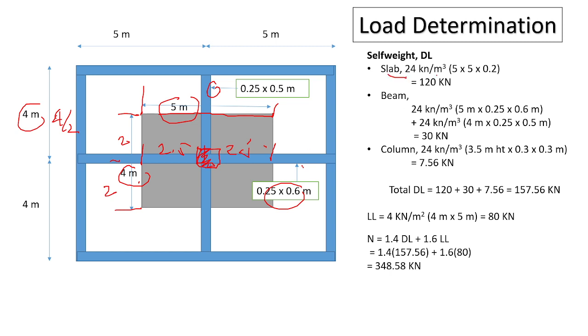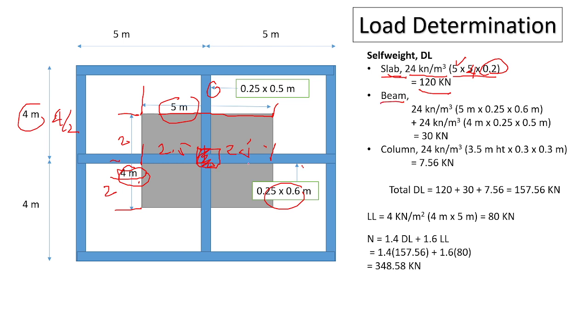So you get the value of the slab, you just get the volume. Unit weight, the volume of the slab is 5 meters by, no, this is 4. 5 meters by 4 meters, and then you have thickness, which is 0.2, or you may assume, depending on your thickness. So we have 120 kilonewtons, the weight of your slab.